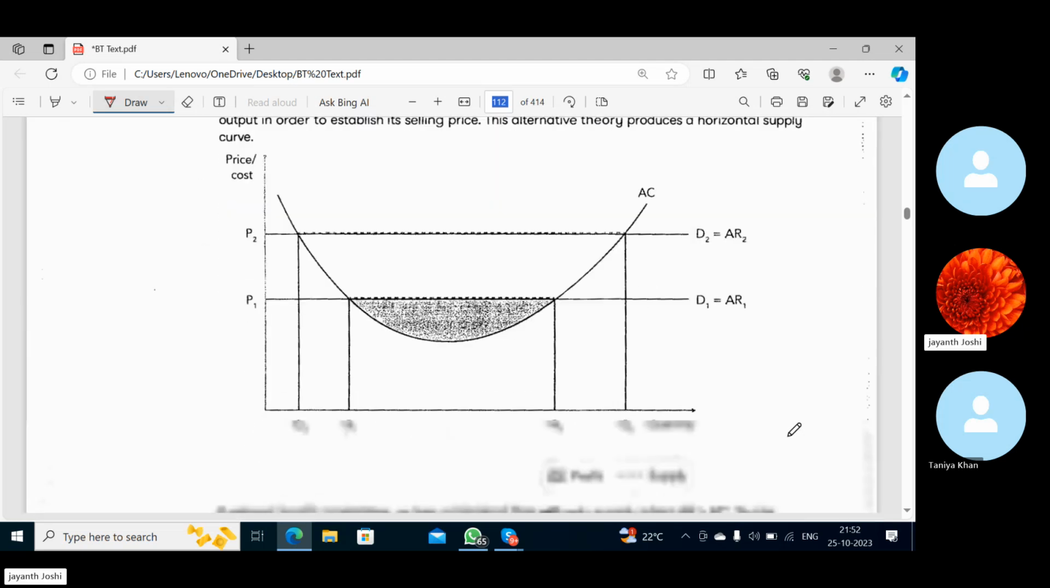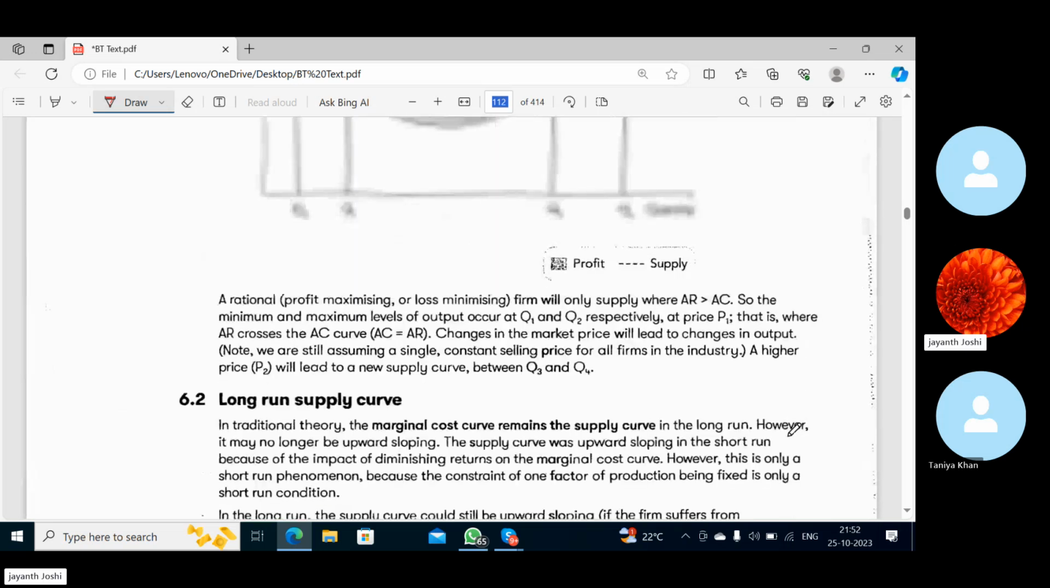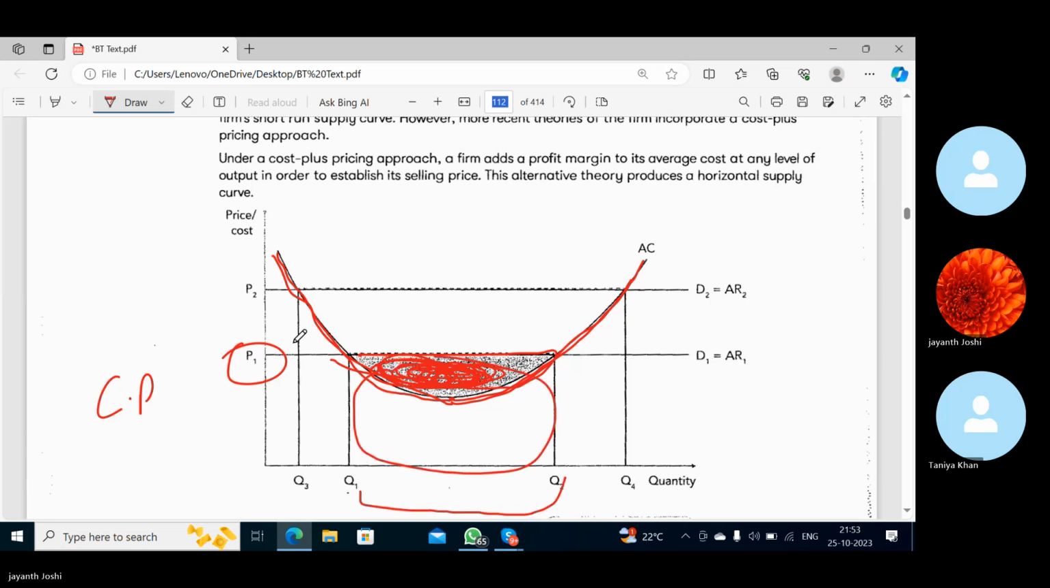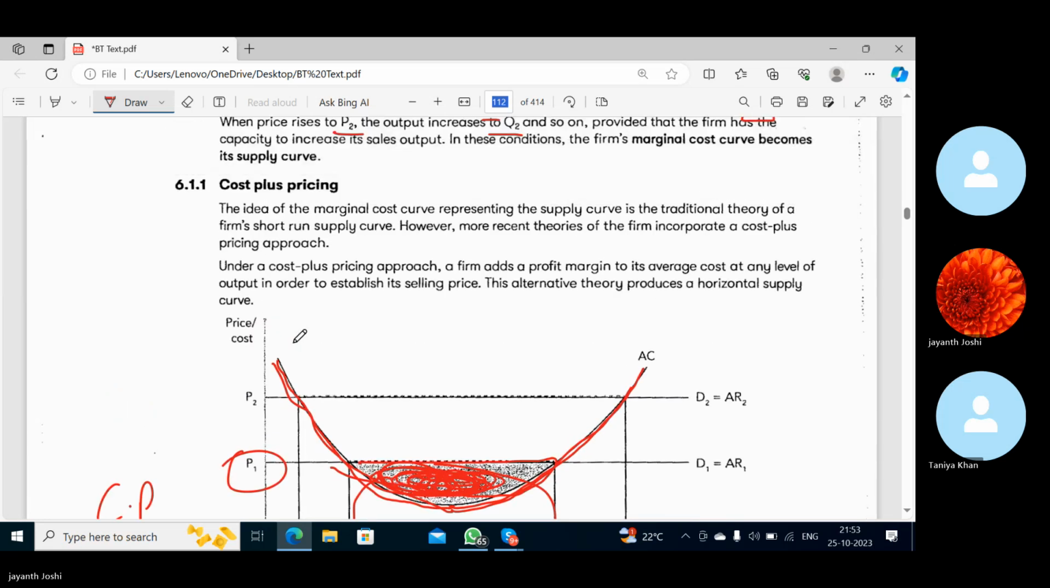Cost plus pricing. See, what do we mean by cost plus pricing? It is nothing but you have a cost, right? So this is your profit zone for any quantities. The cost is decreasing, it becomes minimum here, and again it is rising. Till here it is economies of scale, here it is diseconomies of scale, right? This is the area where you can make profits at the price P1. So between Q1 and Q2, any quantities you can produce in this area, right? So cost plus pricing is nothing but cost price plus profit gives you selling price.